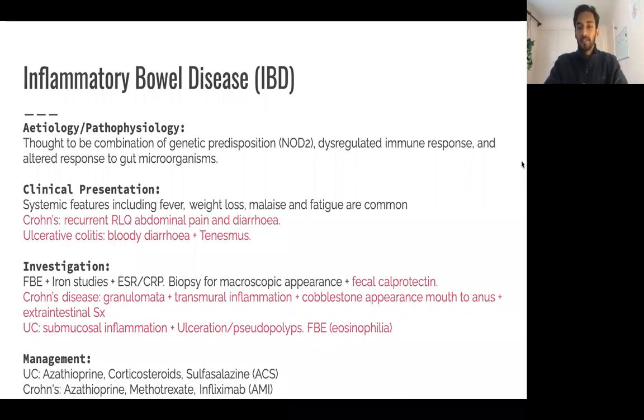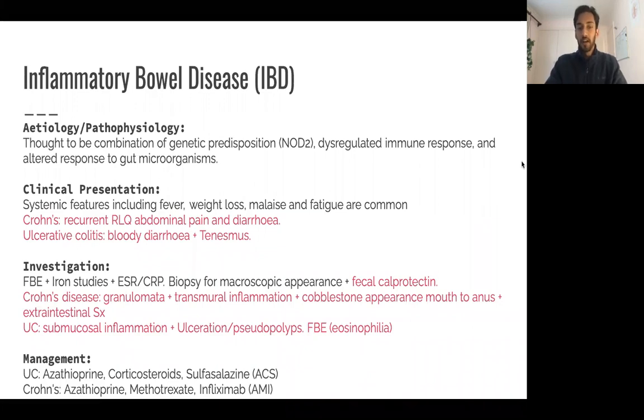In terms of your investigations, the main things you're really looking out for are, number one, your fecal calprotectin is pretty specific for your UC. And then at the end of the day, everyone needs to get a biopsy. Crohn's and ulcerative colitis, while they might present similarly at times, once you do a biopsy, everything is really, really clear. In terms of your management, that's just a very brief summary of acronyms I like to use.